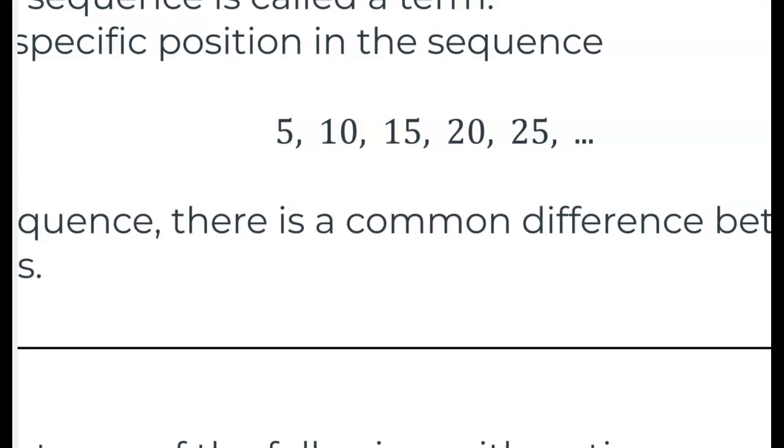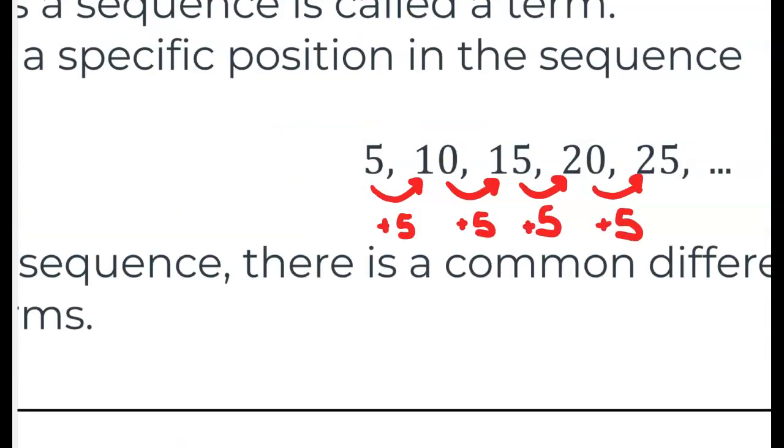First thing, our sequence: 5, 10, 15, 20, 25. We're counting by fives. All right. So we would draw an arrow and say, well, we're going up by 5 each time. That's how we know it's arithmetic. We're going up by the same amount. This is what we would call the common difference. The common difference between each consecutive term next to each other is 5. Common difference, 5.